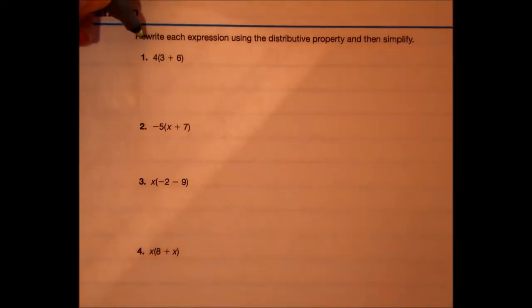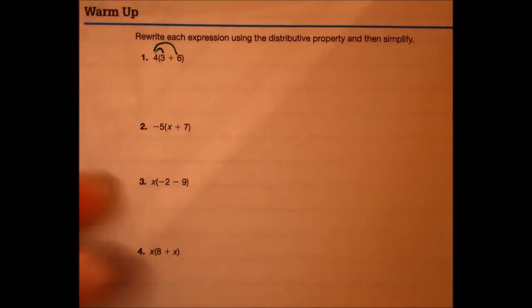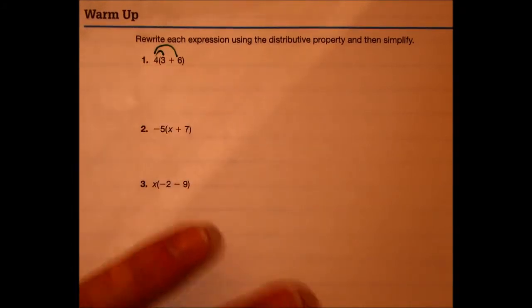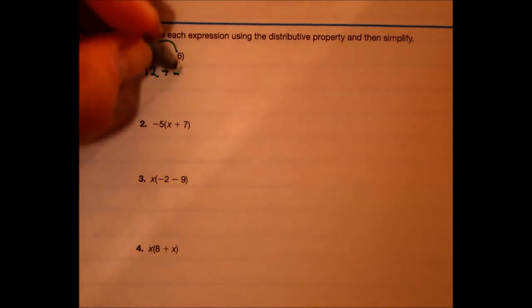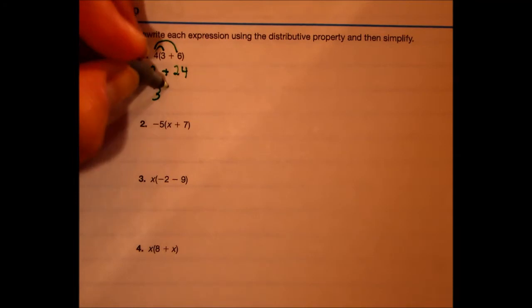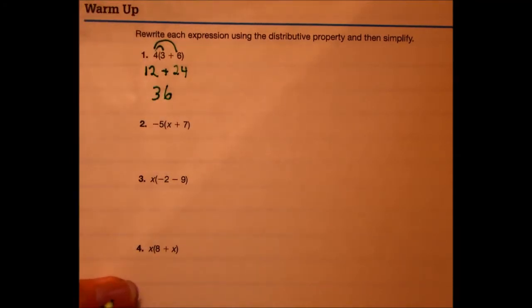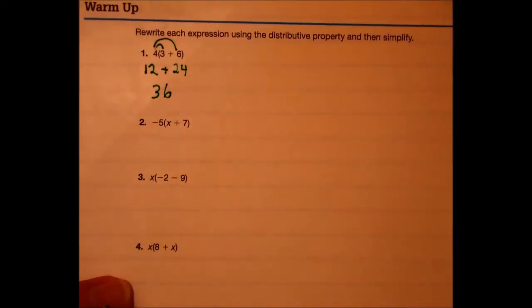In this problem, we'd go ahead and multiply the 4 times the 3, 4 times the 6, or you could do your order of operations, which would mean you add 3 and 6 first and then multiply, but they really want you to practice distributing. So 3 times 4 is 12, and 4 times 6 is 24. 24 and 12 is 36. All right, so we go down to the next one.